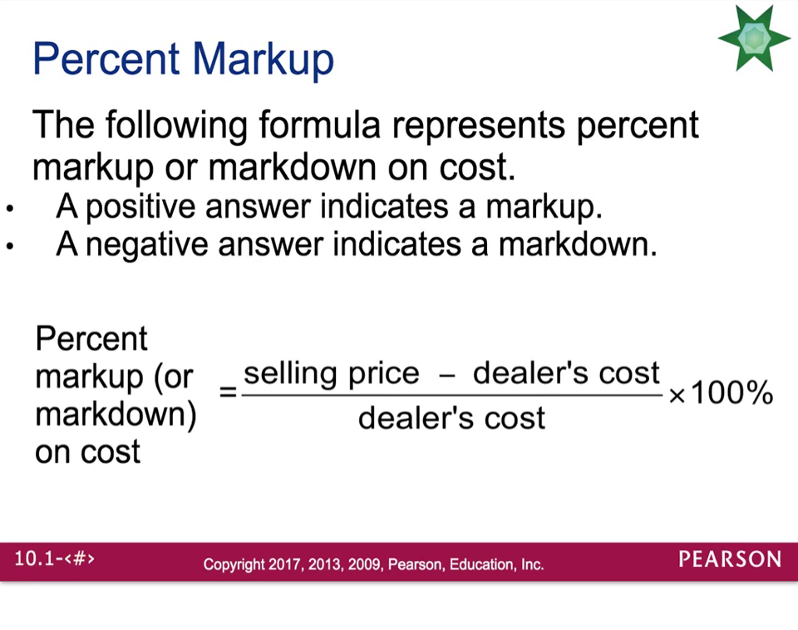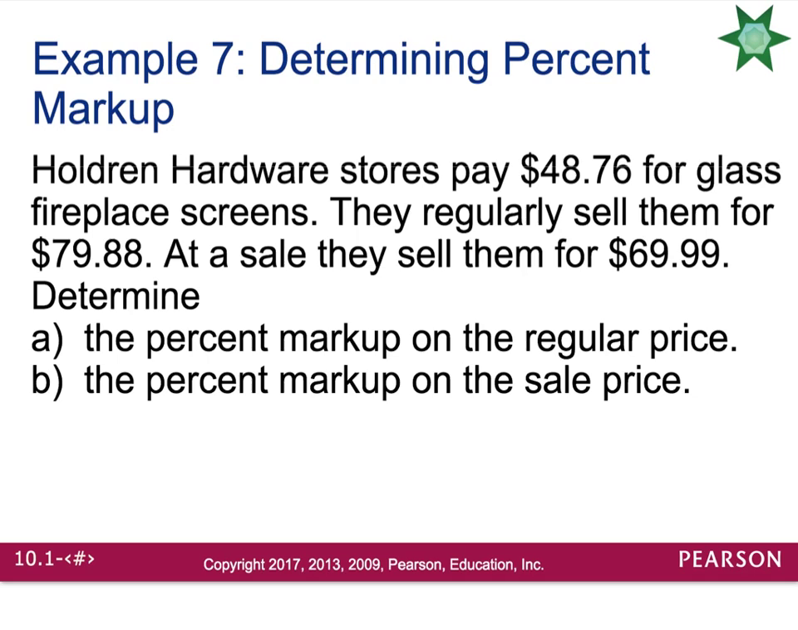Now notice it looks very similar to the formula we just used. First thing you need to do is figure out how much they're selling the item for, and then you subtract how much they paid for the item. So if we're talking a store here, and they're selling a sweater for $50 and they only paid $20, the numerator would be 50 minus 20, which would be 30. Then you have to divide by how much they paid, so we would divide by the 20, and then we'll multiply by 100%.